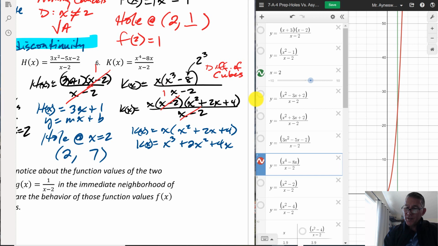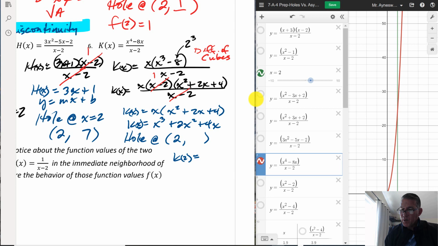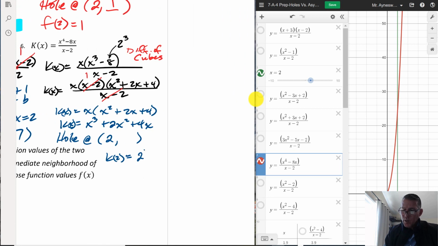So there's a hole, in this case, at 2 comma something, well, not x, but 2, at 2 comma something. So you have to substitute in 2 and evaluate it. You got to find k of 2. So I'm talking about using this new function here, not the original, but the new function. So you got to figure out what 2 cubed plus 2 times 2 squared plus 4 times 2 is. So I guess we better do that. So 2 cubed plus 2 times 2 squared plus 4 times 2. So that's 8 plus 2 times 4 is 8 plus 8, that's 24.